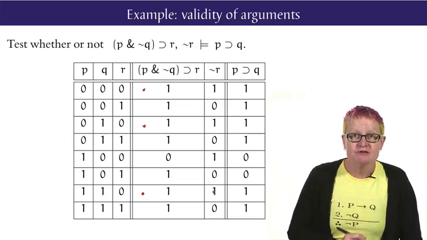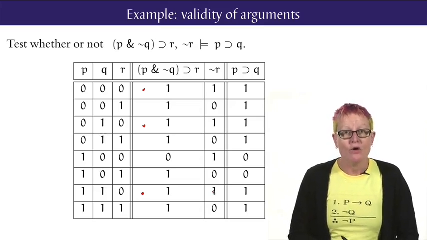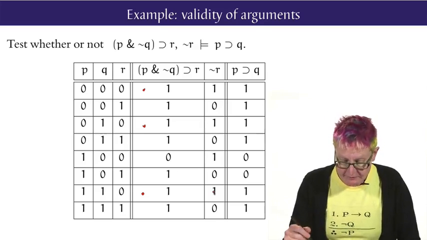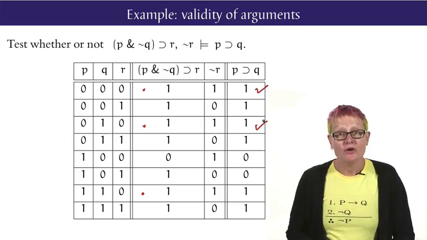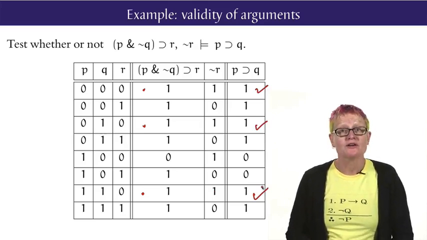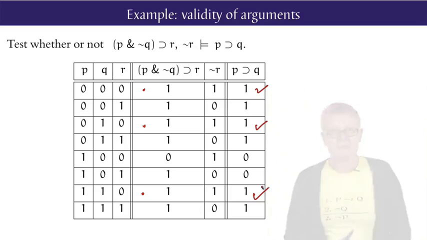In each of these three rows, we must check that the conclusion formula also evaluates to 1. The first row, the third row, and the seventh row. Check. All done. The argument form is valid.